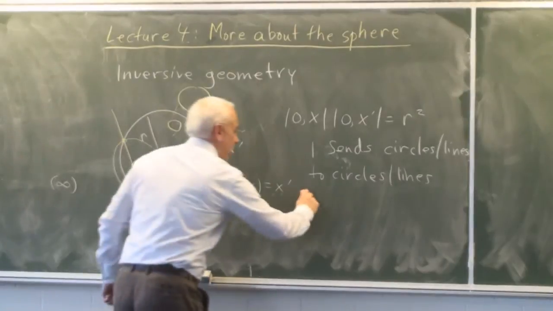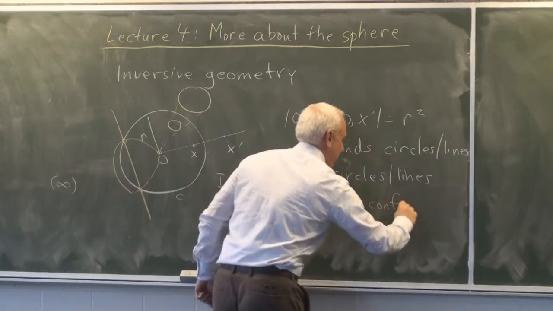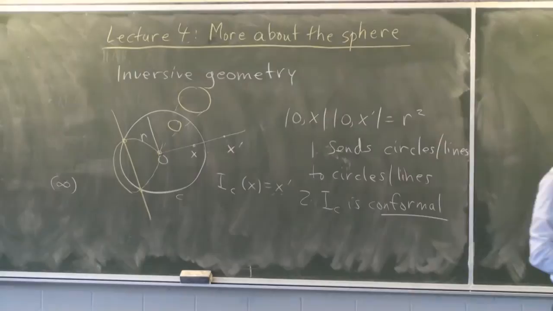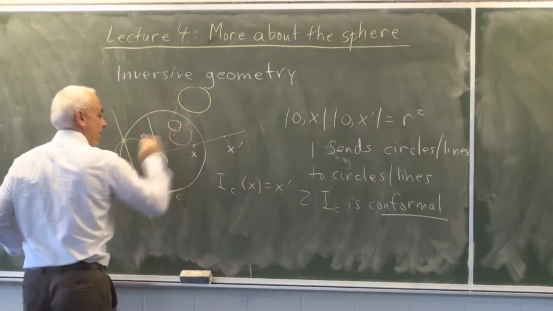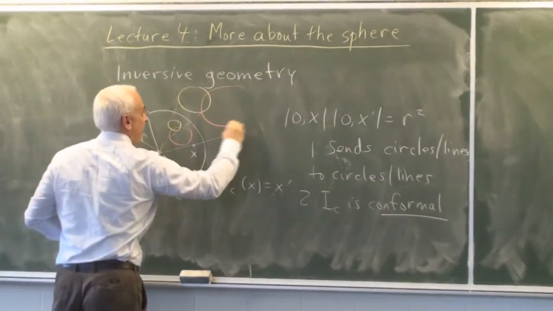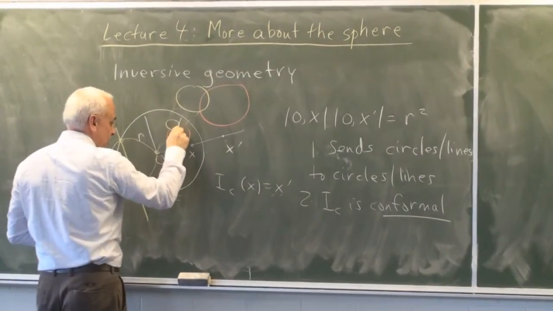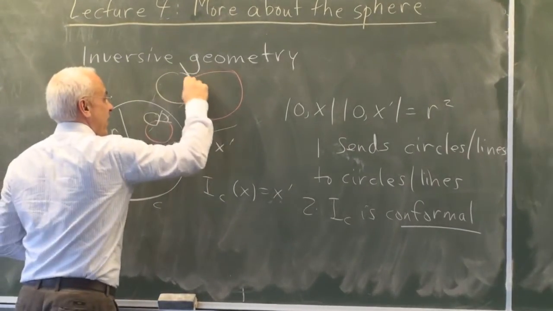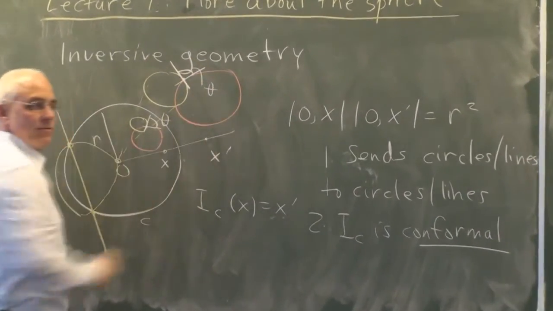And then the second property is that I sub c is conformal. Again, that means that it preserves angles. So that if we have two circles, say another one right here, and look at its image, then the angle between these two, where they meet, that angle there, is going to be equal to the angle between these two where they meet, that angle there. That's theta, and that's going to also be theta.